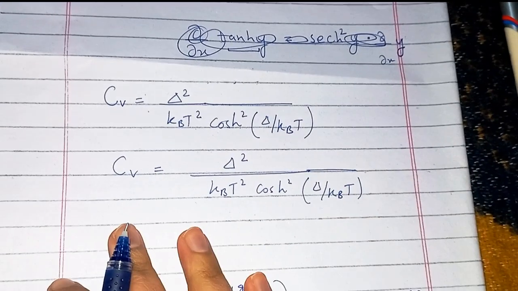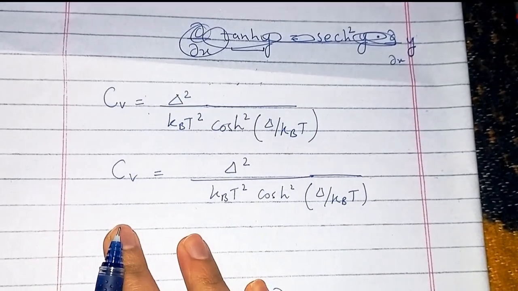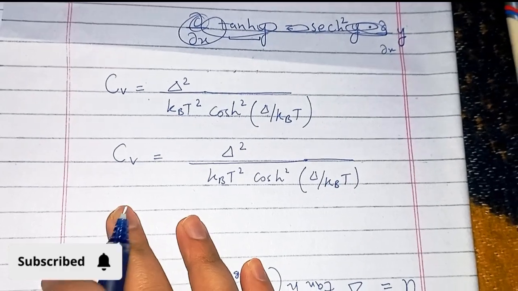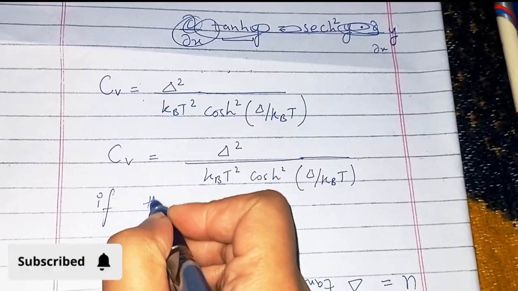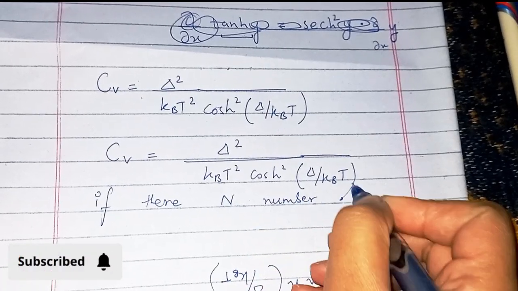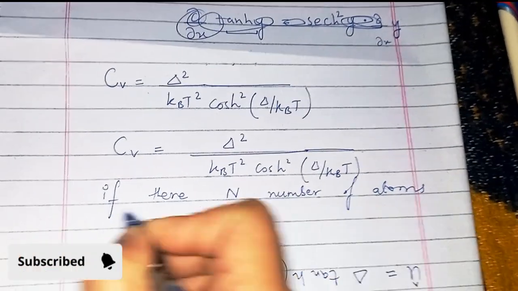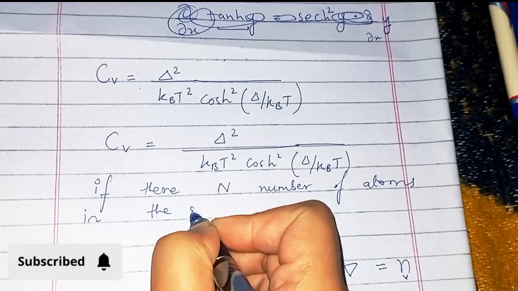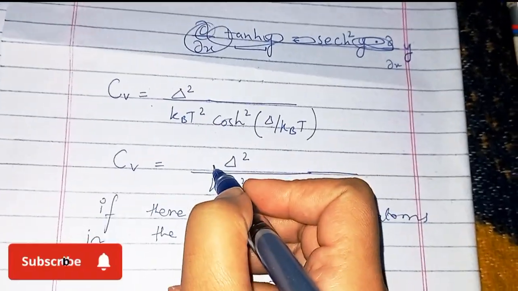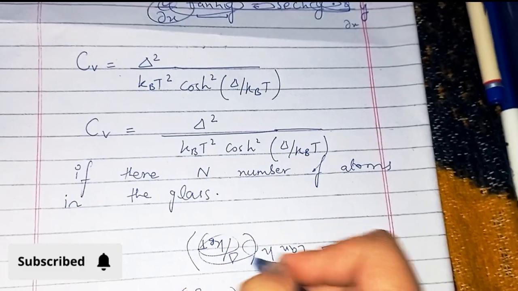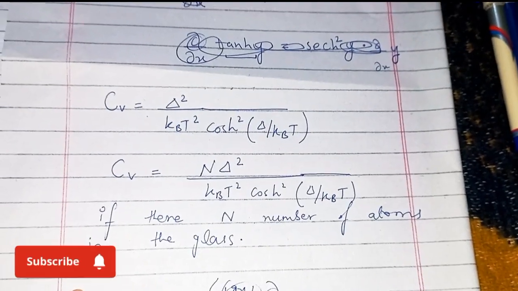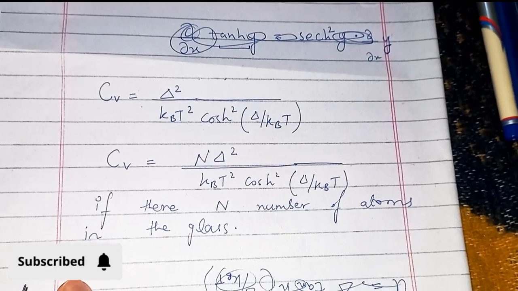That's the expression for the heat capacity of such a configuration in terms of temperature. Okay, and if there are capital N number of atoms in the glass or the solid that I have shown, so heat capacity would simply be equal to this formula again, times N. Okay, that is the heat capacity of the solid.